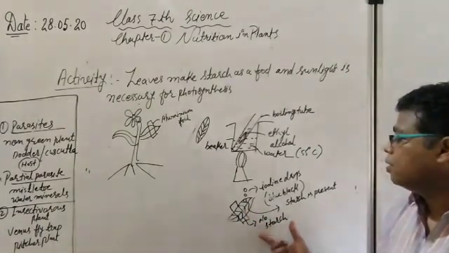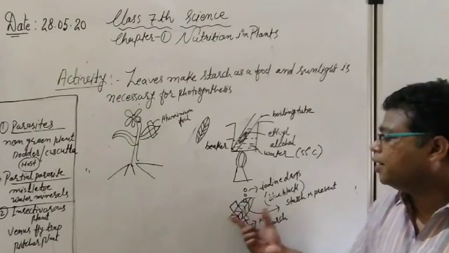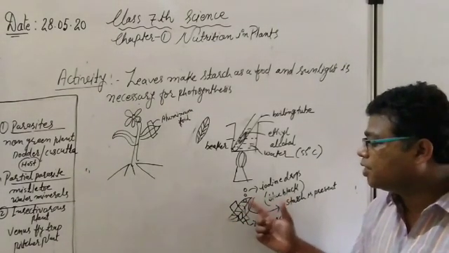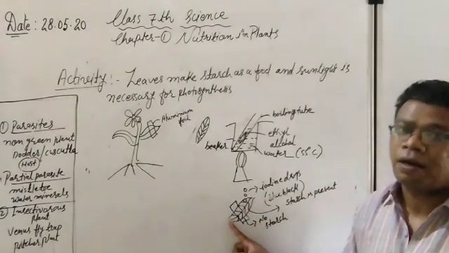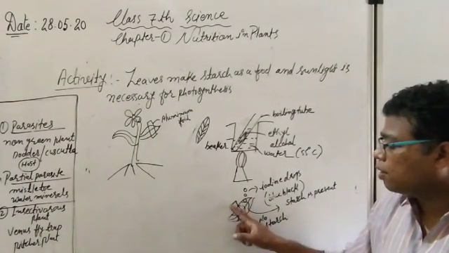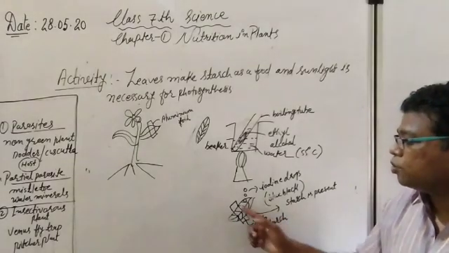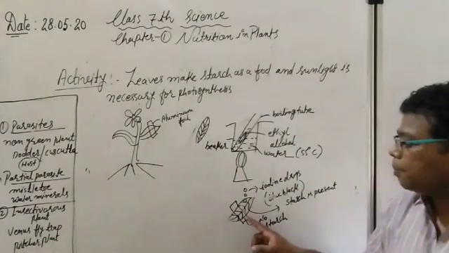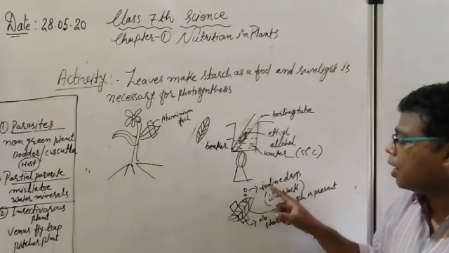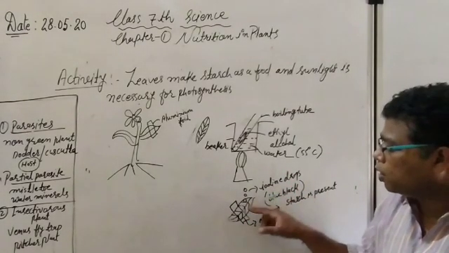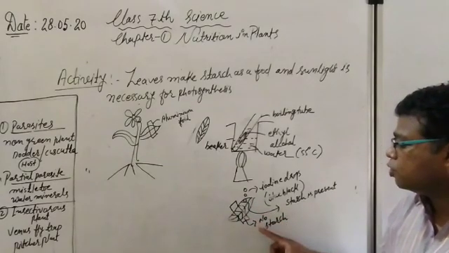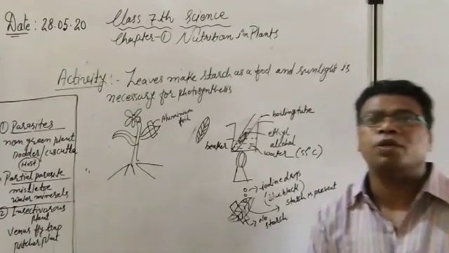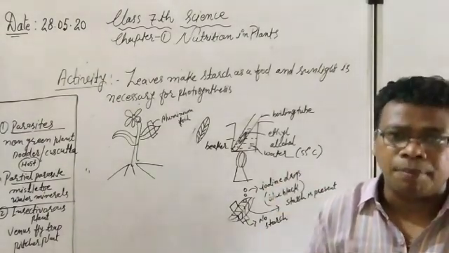So what will happen? The part which is turned into blue-black, it shows that starch is present in that particular part. And there is also one covered part, which was covered by the aluminum foil. In that part, if you are putting the iodine drops, then it is not converted into the blue-black color. It shows that there is no starch formation on that particular part.